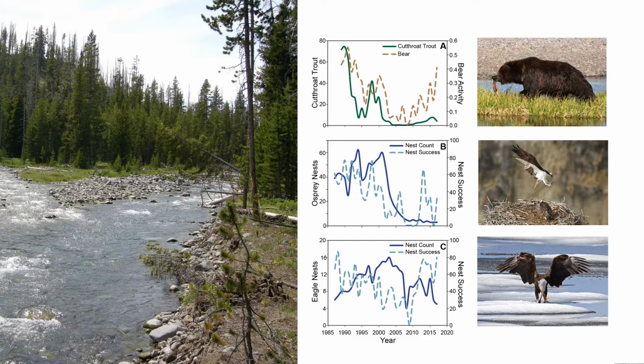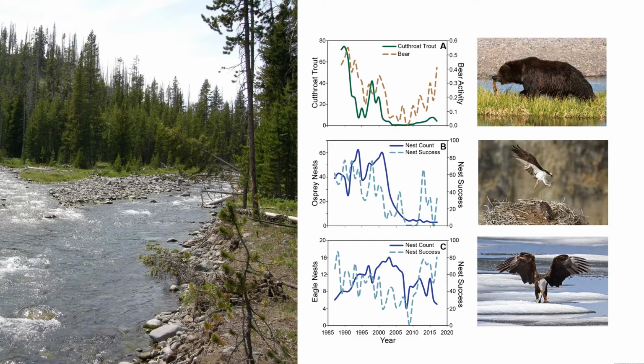The middle graph shows the osprey, which only eat fish, and osprey nests declined from about 60 nests on average in the year 2000 to now, where we only see about one osprey nest per year around Yellowstone Lake.